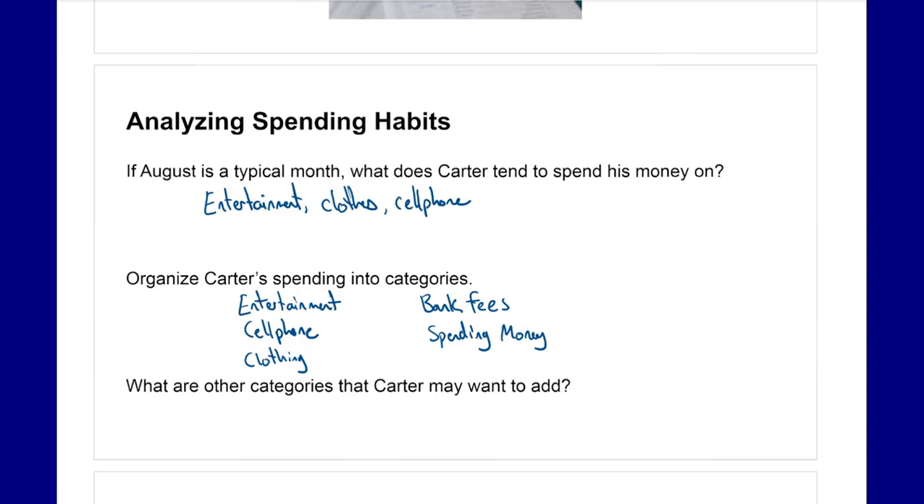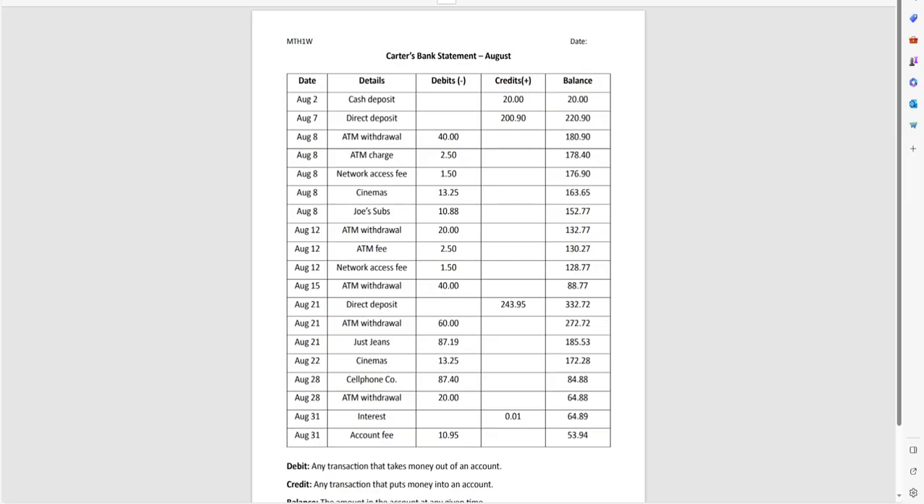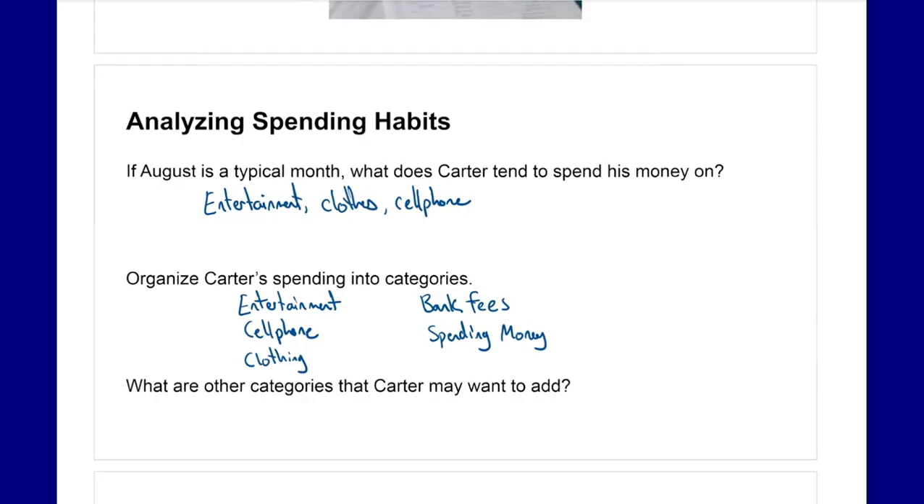Just looking at spending money, if we go back and look at his statement, something like the cash withdrawals, right, withdrawing $40 here, $20 here, another 40 here, 60 here, 40 here, or 20 here. We don't know what he's doing with that money, but chances are if you're withdrawing cash, you're spending money, right? So there might be another category that we add that focuses just on the cash withdrawals.